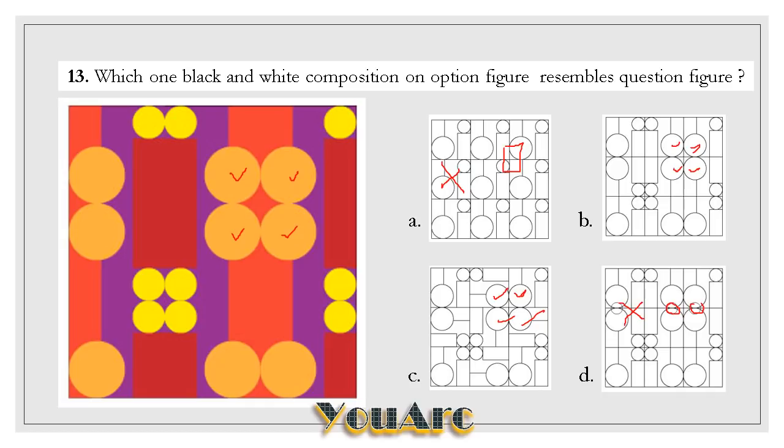Let's check this particular element here, which is a big rectangle. We can see the big rectangle here, but we can't see the rectangle here. So there is no rectangle, so the option will be definitely B.